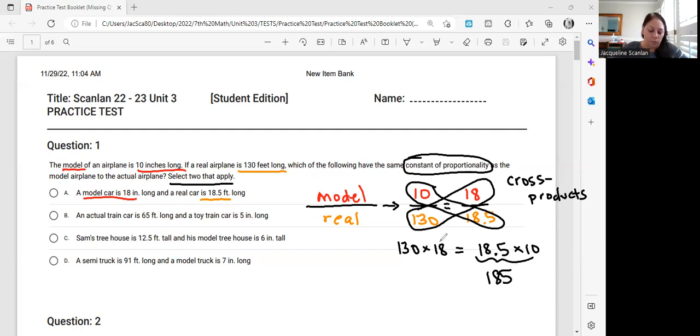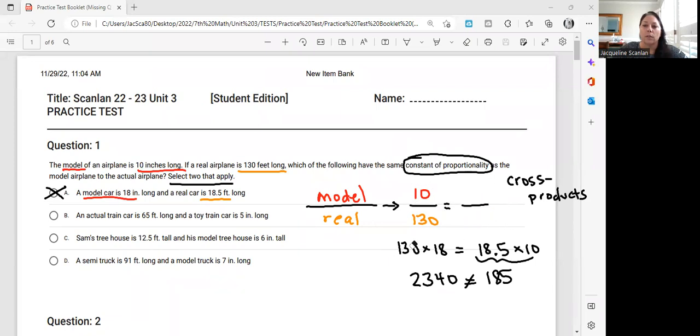And I'm now going to go ahead and do 130 times 18, and I get 2,340. And you can see very clearly that these two numbers are not equal to each other. We are trying to find two numbers that are equal to each other. So this answer choice of A, I'm going to eliminate. I'm now going to continue this process using the numbers in letter B instead. Okay, but the process stays the same. I'm going to do the same thing every time.